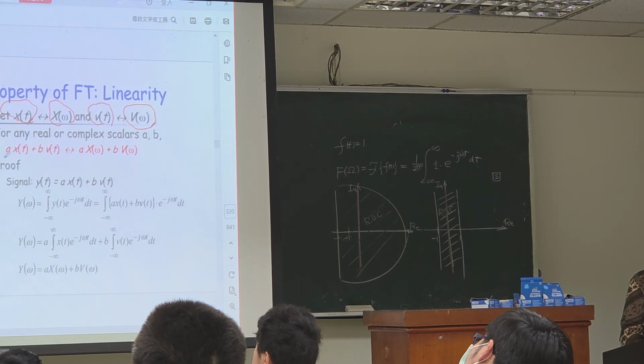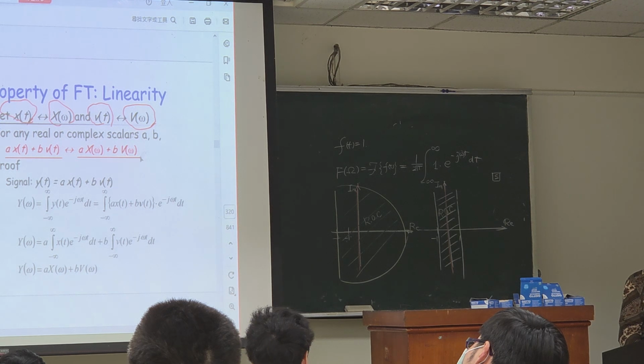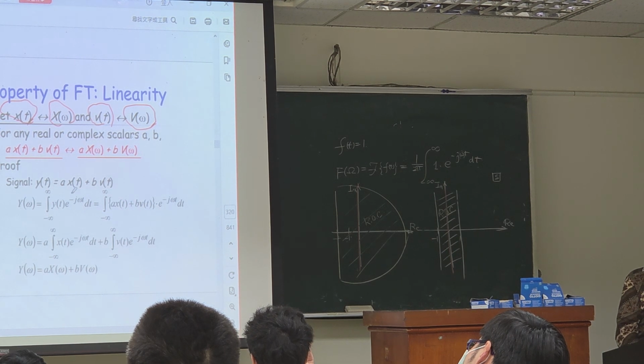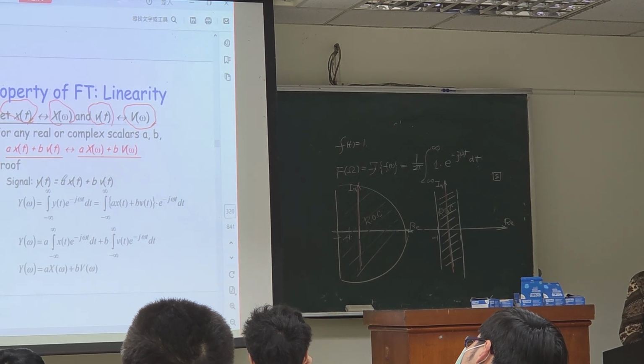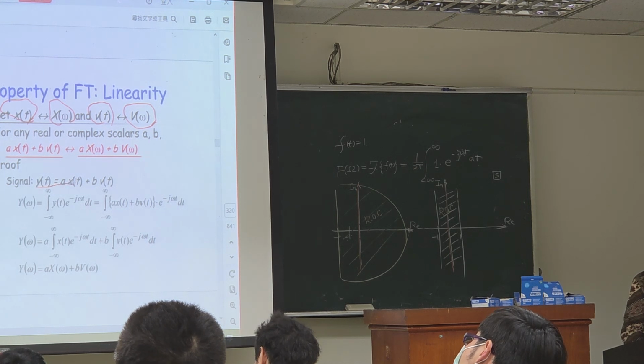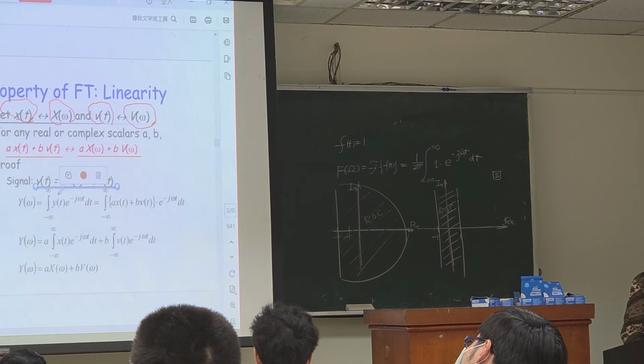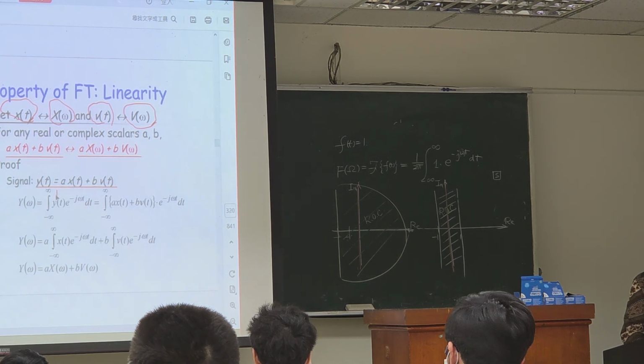So we are going to show that if I have a linear combination of x of t and v of t, then the Fourier transform of that function is also a linear combination of X of omega and V of omega. The proof is straightforward. Let's assume z of t is the linear combination of x of t and v of t. So I plug it into the definition for the Fourier transform.